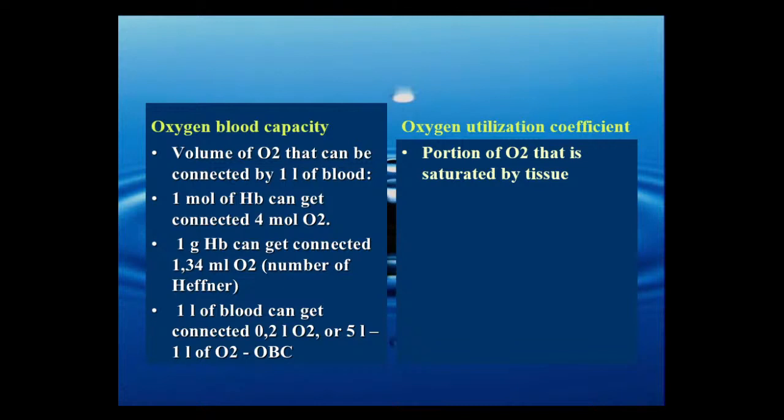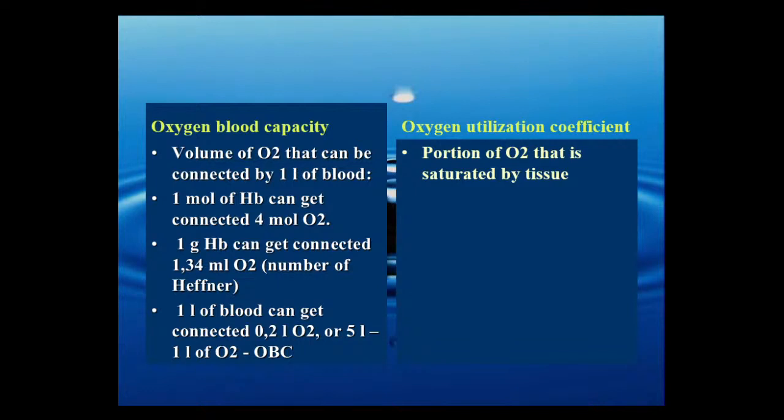Another term, a parameter which we use in order to describe this stage of transportation of gases, is the oxygen utilization coefficient. Different tissues have different abilities to utilize oxygen, and this coefficient is the portion of oxygen that is taken up by tissues.